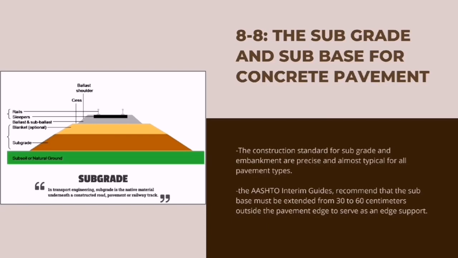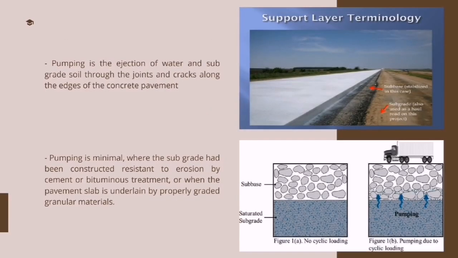A treated cement or asphalt subbase is recommended because it increases the fatigue life and reduces joint failure. The wide acceptance of stabilizing the subbase with Portland cement is due to the investigation results on pumping of concrete slab. Pumping is the ejection of water and subgrade soil through the joints and cracks along the edges of the concrete pavement. A repeated depression of pavement joints by heavy axle load is the activating factor in pumping.